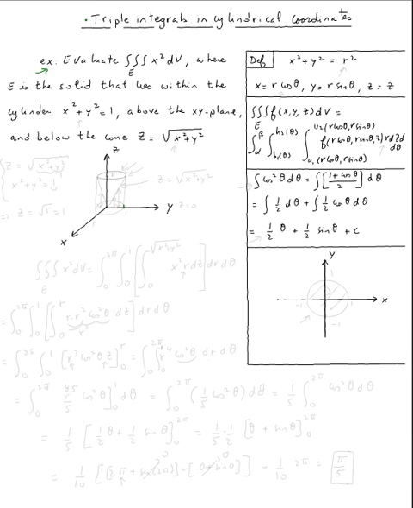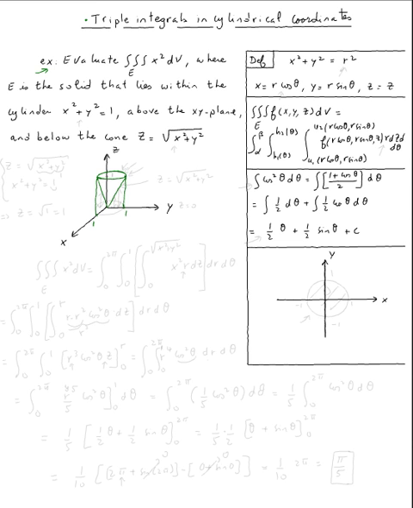Here's 1. So assume this is a cylinder, above the xy plane and below the cone z equals square root of x squared plus y squared. So here's the cone, z equals square root of x squared plus y squared.